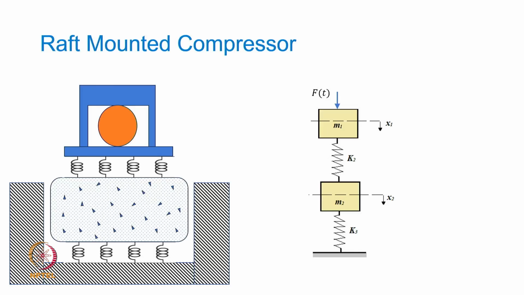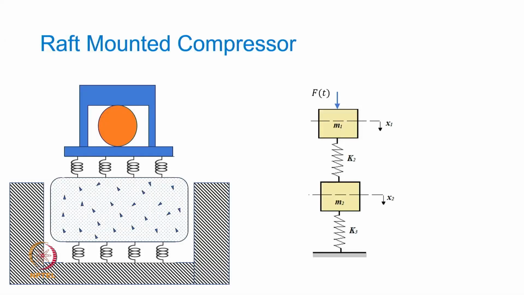Now let us look at the forced vibration response. These are all natural frequencies and mode shapes. I hope now things are crystal clear in terms of the mode shapes, what they actually are. And let's now look at a practical system like a raft mounted compressor, which is basically going to have a reciprocating mechanism here.